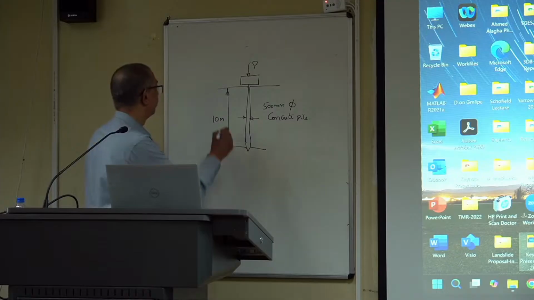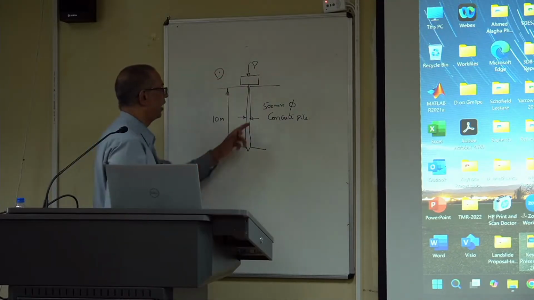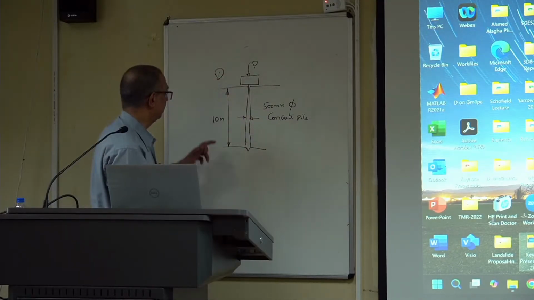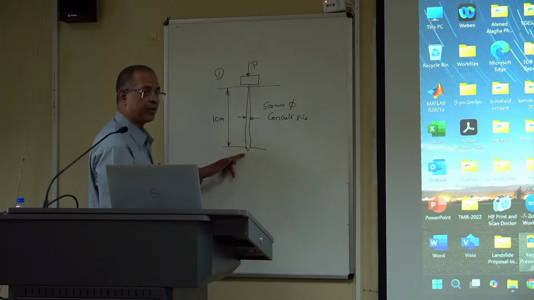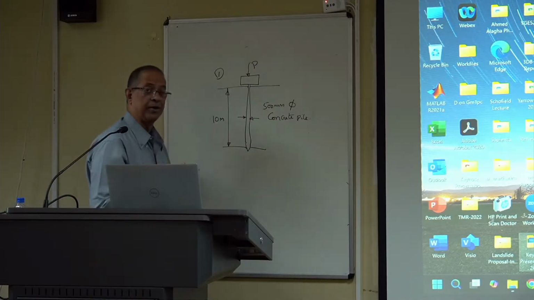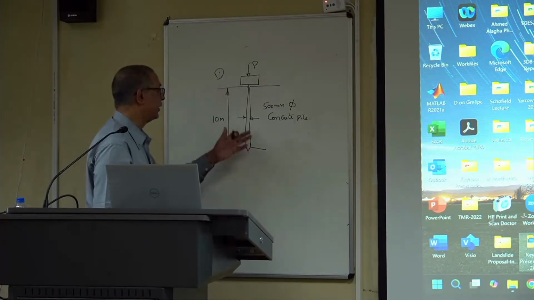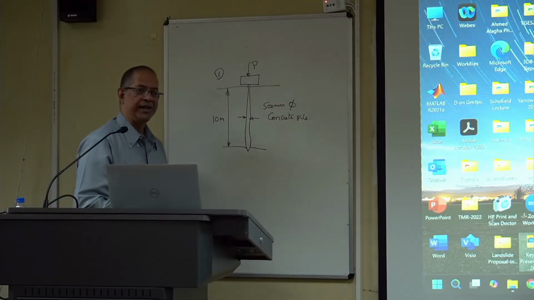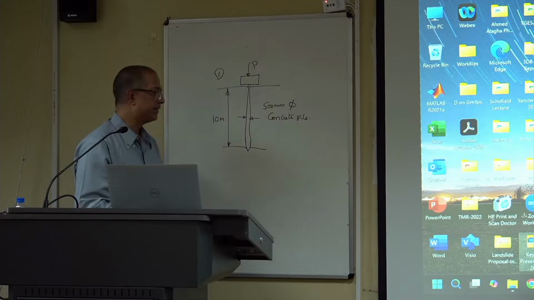Okay, first one is this half a meter diameter pile, 10 meters getting rock socketed. It has some load on the top. So work out the buckling load. You obviously need to work out what the E of concrete is, I of concrete is, and so on.